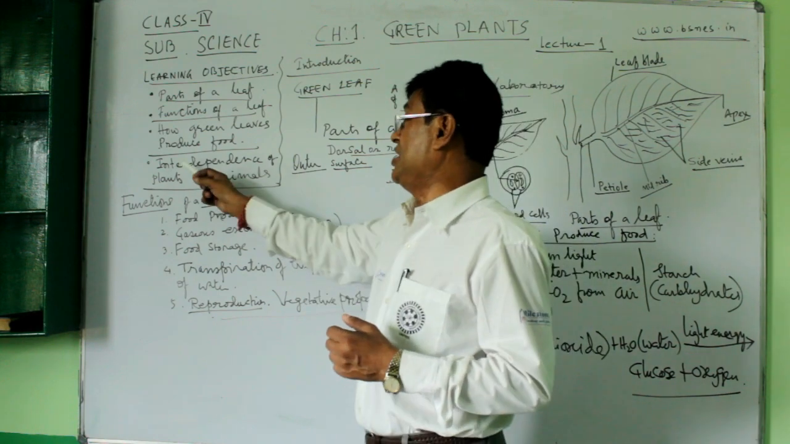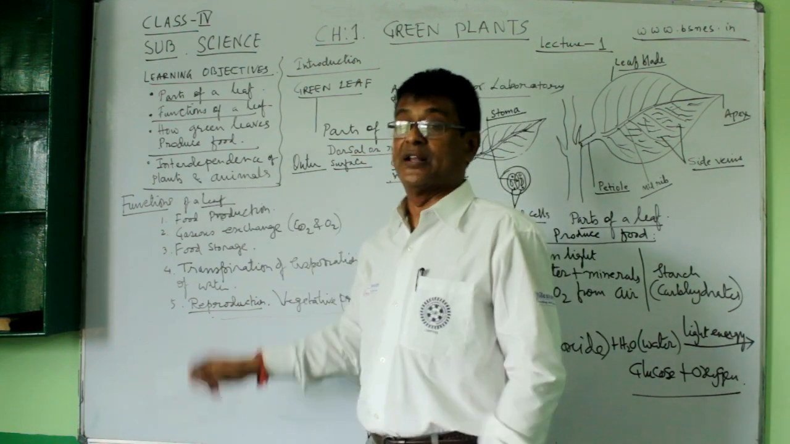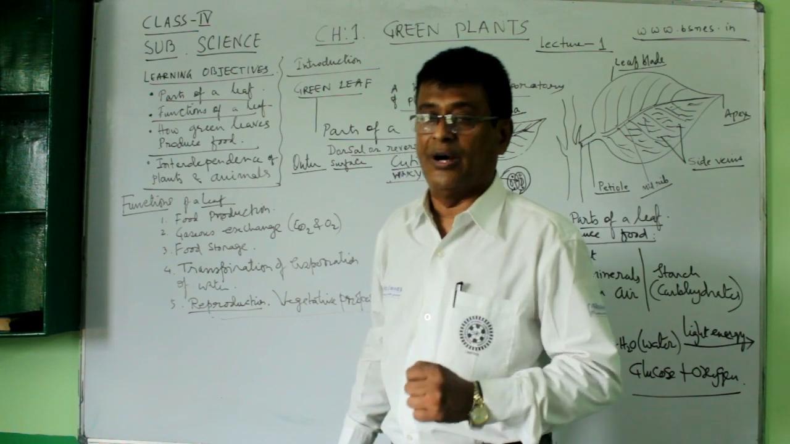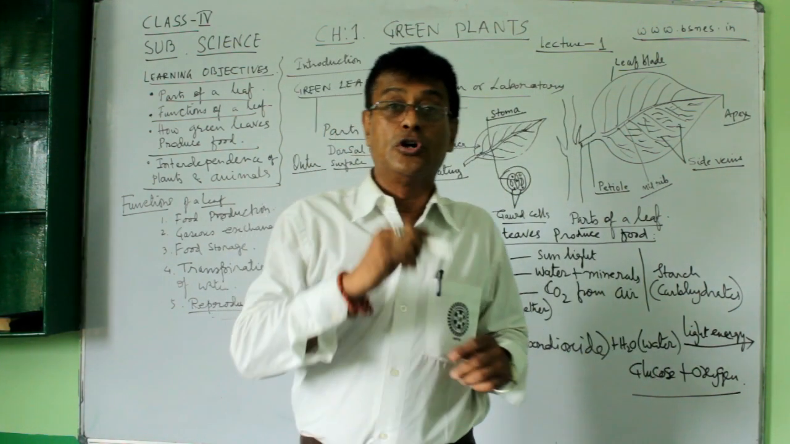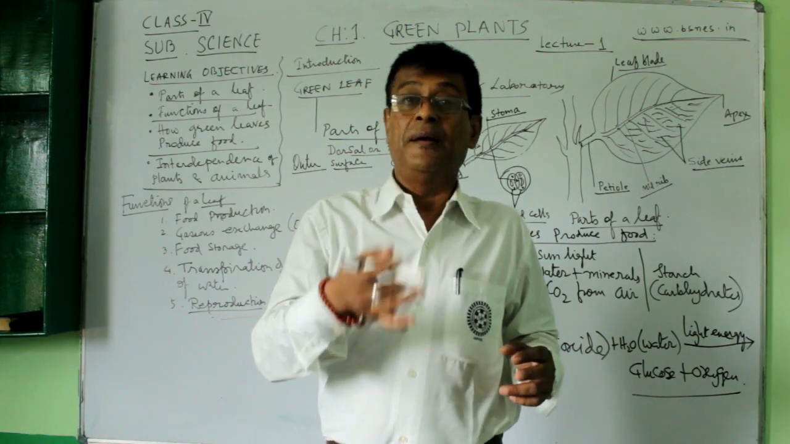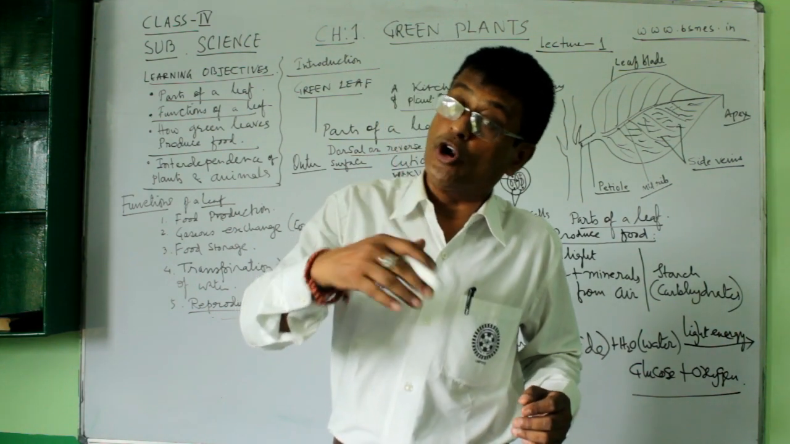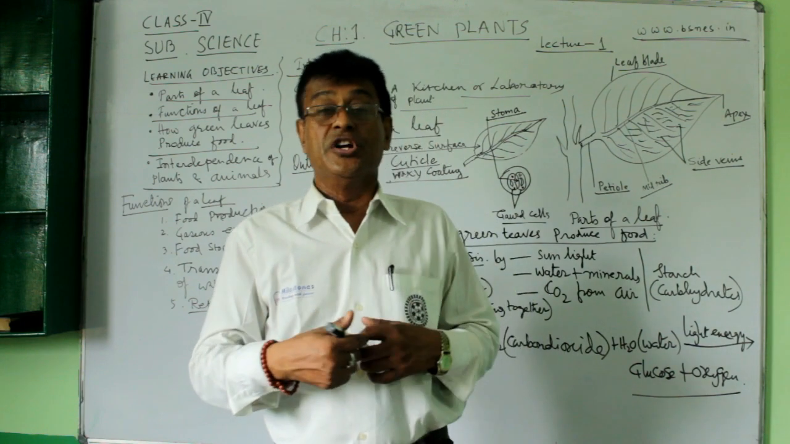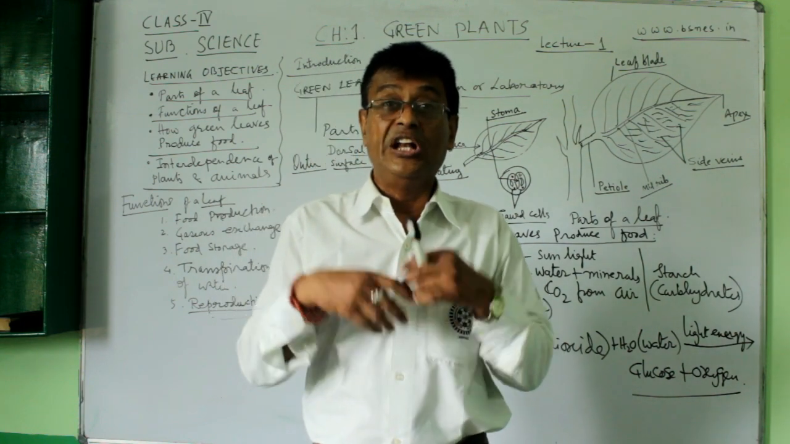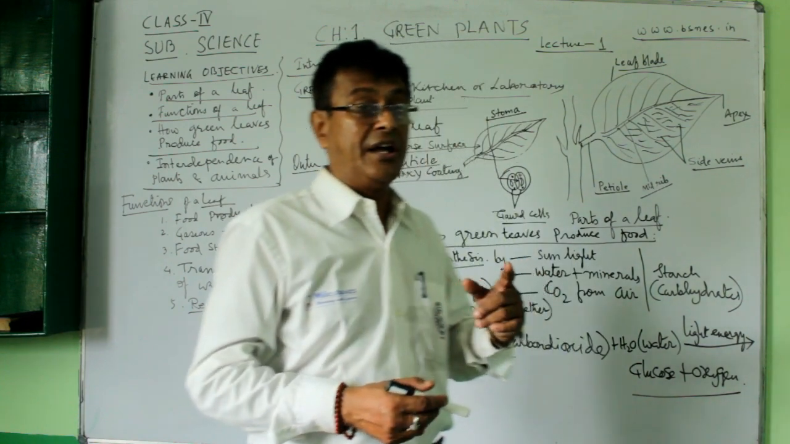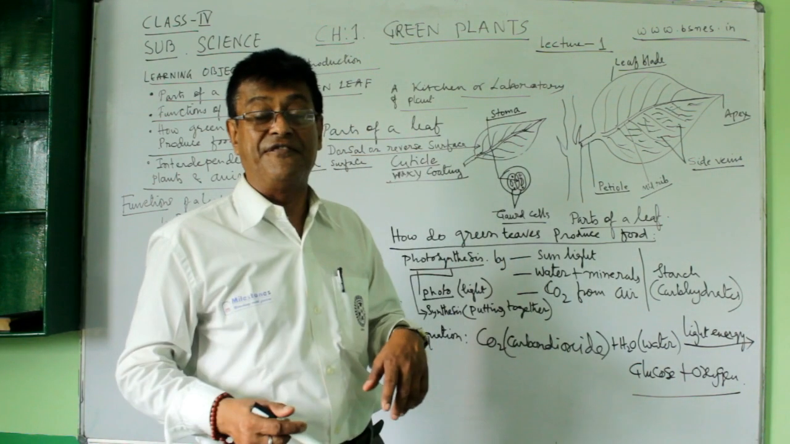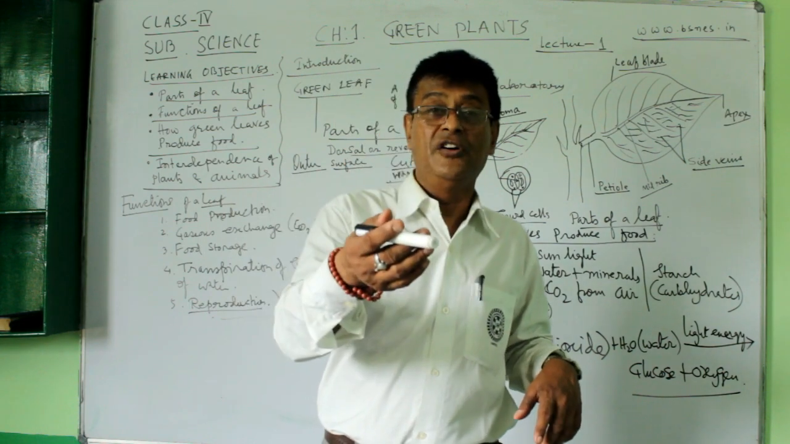And again, the interdependence of the plants and animals, what I was explaining right now, that we are dependent for food on the plants, but somehow the plants are also dependent on us, because during our respiration we leave carbon dioxide, and this carbon dioxide is used by the green leaves to prepare the food.